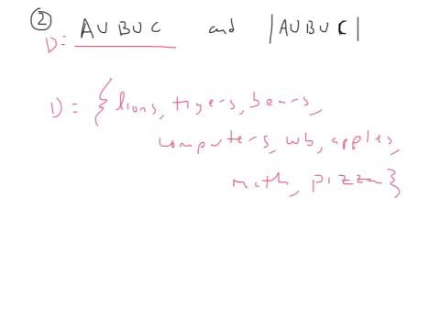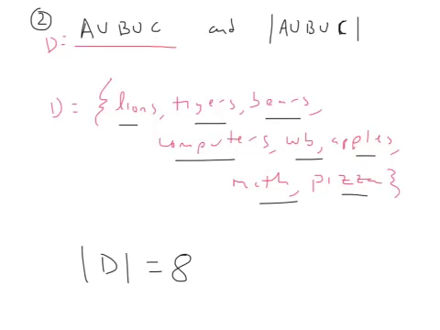And we want to know how many are in there. So 1, 2, 3, 4, 5, 6, 7, 8. So the cardinality of our set D is 8.